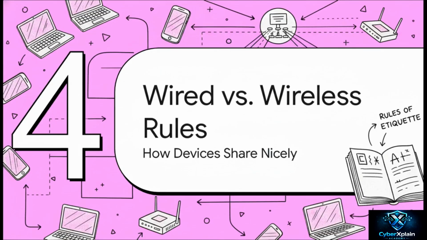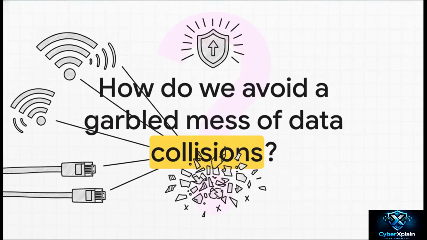Okay, so every device has a unique address. Great. But what happens when the street itself gets super crowded? You know, what happens when dozens of devices are all trying to talk at the exact same time using the same cable or the same airwaves? Well, you need some rules of etiquette. This is the absolute core problem of what we call media access control.